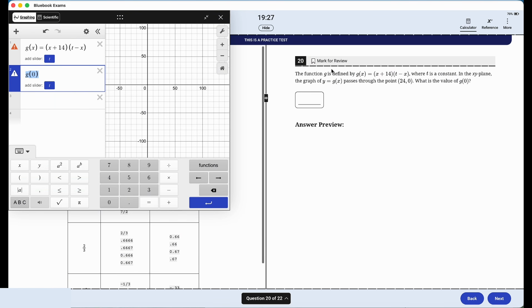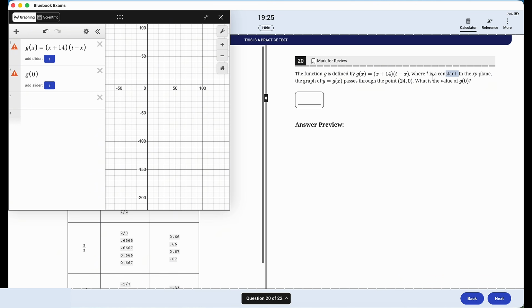Well, there's got to be other information, obviously, and that's the whole point of this second sentence. You see, they tell you that it's going to pass through this point 24, 0. This is really subtle, and a lot of people miss this. What you got to know about a point is just an x and a y value. So what I can do is plug in the 24 for x, and plug in 0 for y.